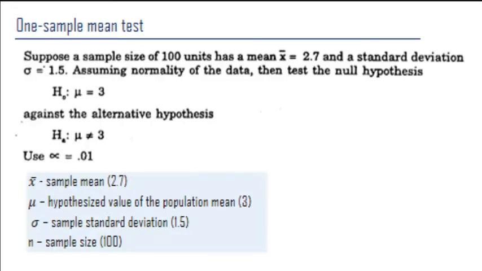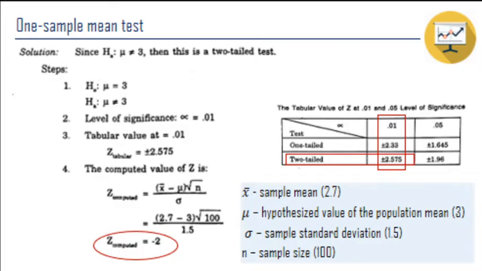So if we try to determine the variables, the sample mean is 2.7, the hypothesized value of the population mean is 3, the sample standard deviation is 1.5, and the sample size is 100. So we follow the steps in hypothesis testing. The null hypothesis as given is that mu is equal to 3 and the alternative hypothesis is mu is not equal to 3. And the level of significance as given, alpha is equal to 0.01.